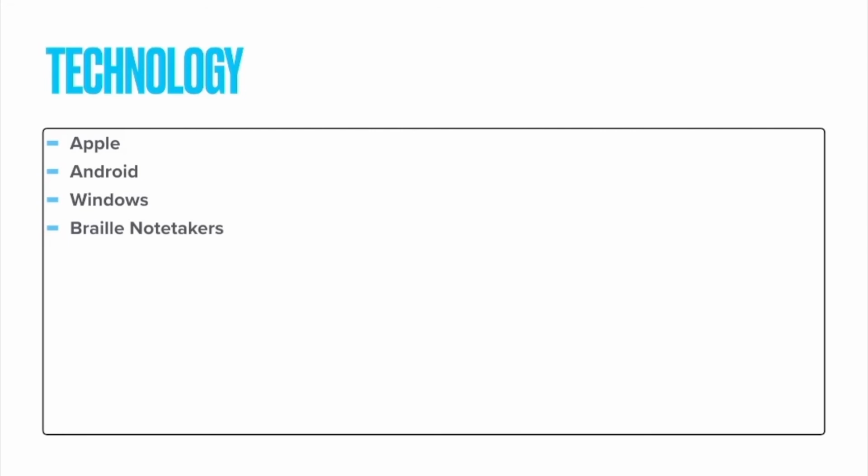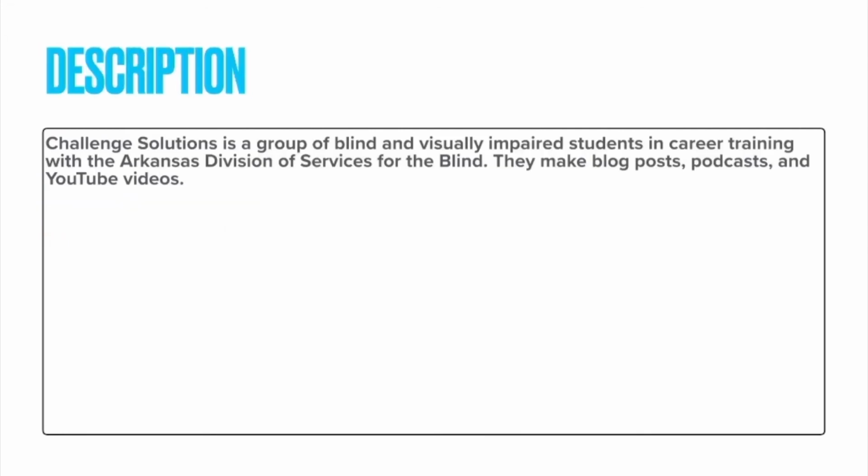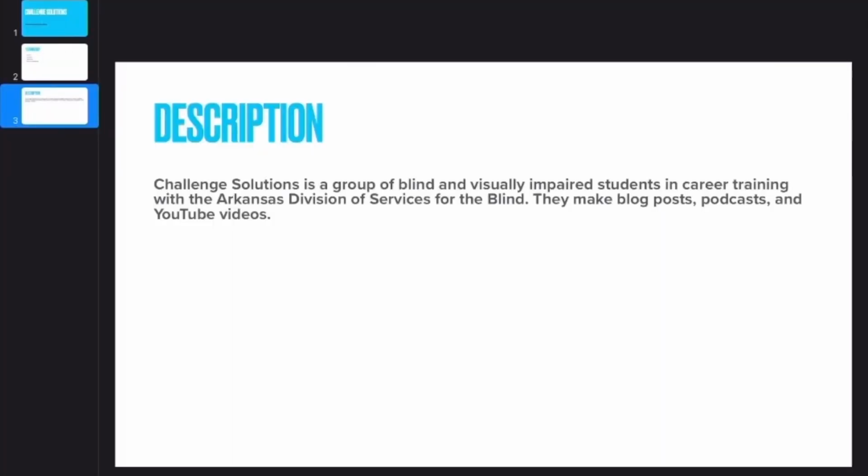display. I'll hit the right arrow again, or double tap this time. Slide 3, Description, Body, Text Box. Challenge Solutions is a group of blind and visually impaired students in career training with the Arkansas Division of Services for the Blind. They make blog posts, podcasts, and YouTube videos. And this slide did not have bullets. We would not hear it, but you would see it if you had a braille display. And if I hit the right arrow again, Presentations button. we are finished, and we go back to this editor view that we have had.